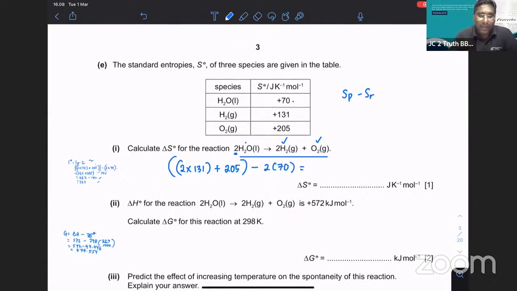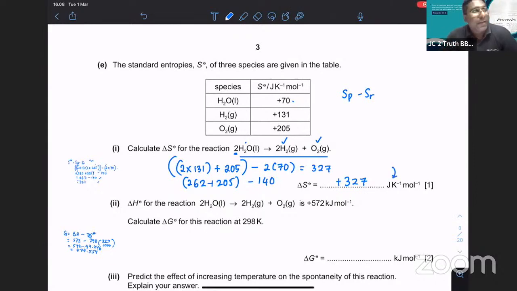If you calculate, you are going to get 262 plus 205, then you minus 140. In total, you are going to get 327. Do remember the value 327 that you have is going to be a positive value. You need to indicate it's a positive value, and do remember it is in joule.